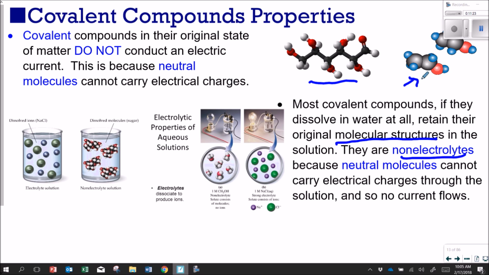If you see the pictures, here we have an ionic compound which dissolves in water, forming those ions, which can carry electrical charges. In a covalent compound, we retain the molecules. There are no charges, so no electric current can be conducted. And we can see over here that the light bulbs do not come on if we have a covalent compound, but with an ionic compound, the light bulb comes on.